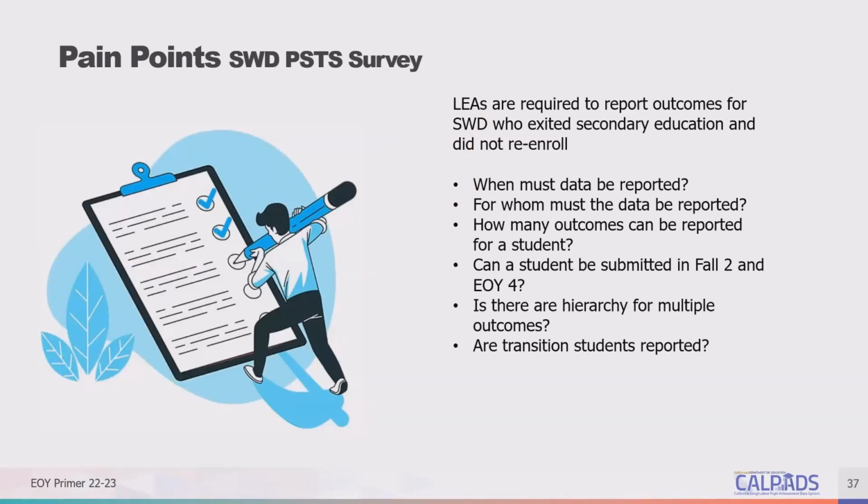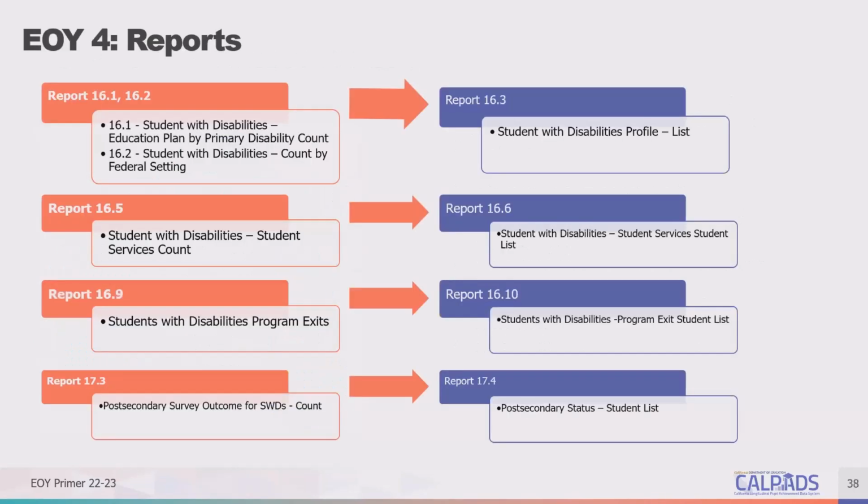All right. So that is a common pain point in EOY 4 with the PSTS survey there. Let's go ahead and look at our EOY 4 reports. For end of year 4, there are 5 aggregate reports, and they're shown on the left in orange, or I guess salmon, on the left-hand side of the slide here. They are reports 16.1, 16.2, 16.5, 16.9, and 17.3.